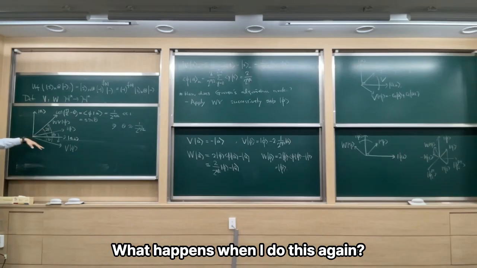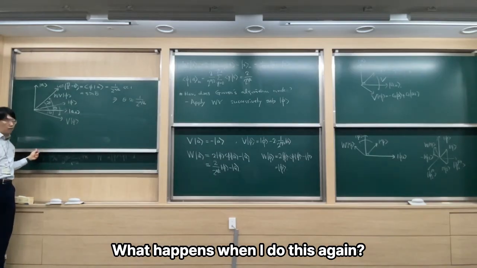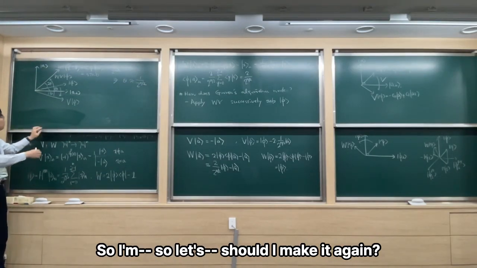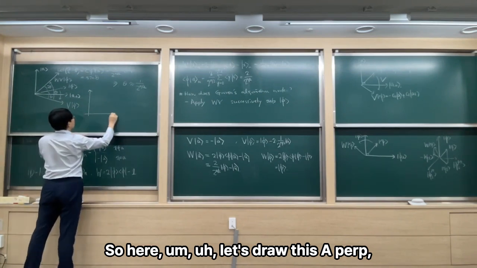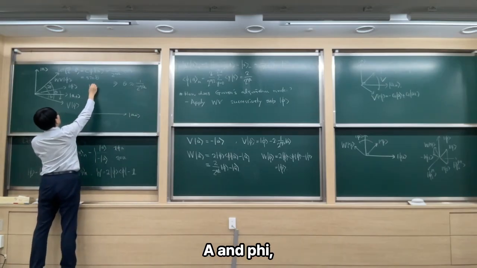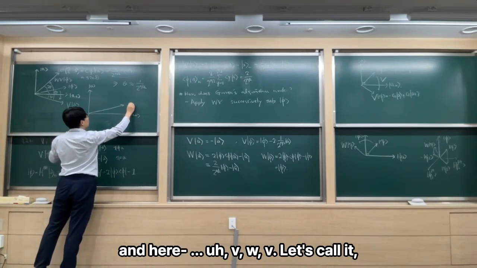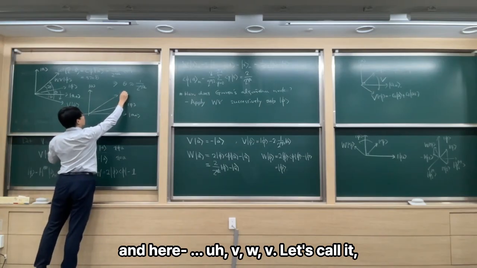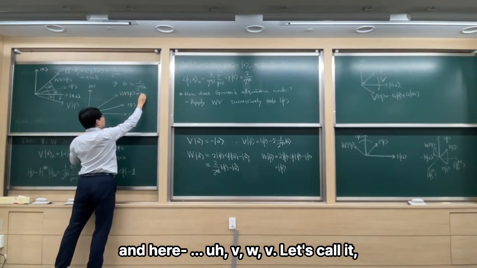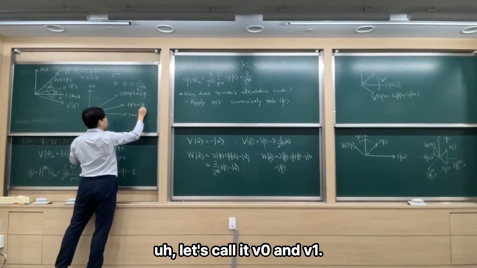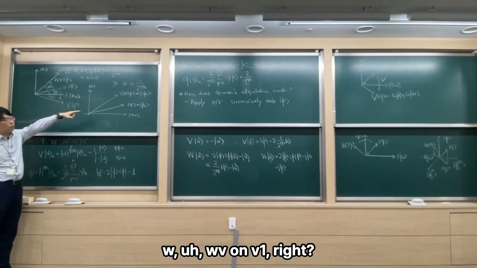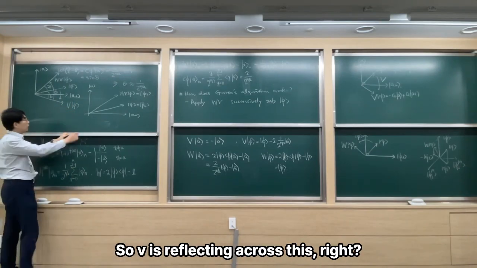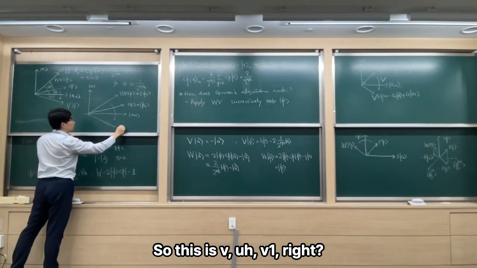What happens when I do this again? Let's draw this: A perp, A, and phi, and here VW phi. Let's call them phi 0 and phi 1. I'm applying WV on phi 1, so let's apply V first. V is reflecting across this, right? So this is V phi 1.